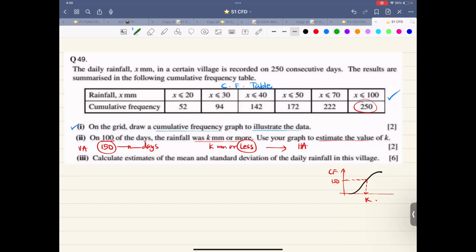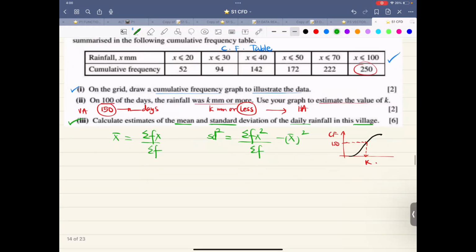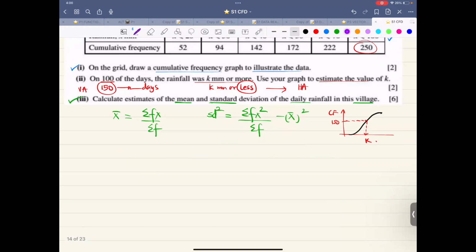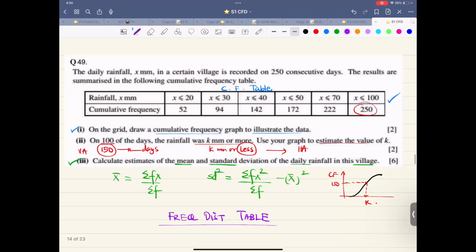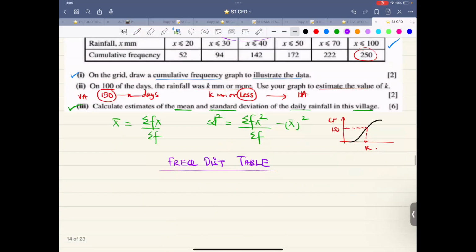Now the third thing, that is calculate estimates of mean and standard deviation of the daily rainfall. In order to calculate mean, we have the formula X bar = sigma fx over sigma f, as we have seen before, and the variance, that is sigma fx square over sigma f minus X bar square. Now, how is that possible that we obtain these values? That means we need a frequency distribution table for this. So let's create a frequency distribution table out of a cumulative frequency distribution table.